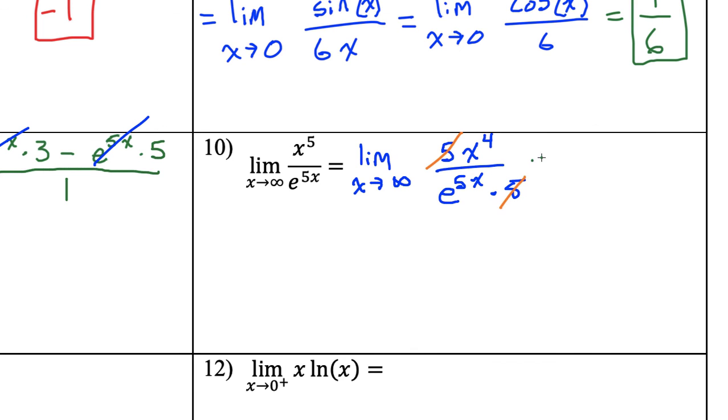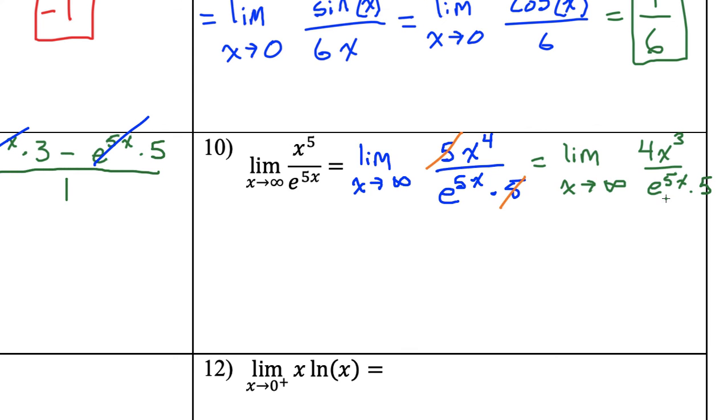So let's take the derivative again. I get the limit as x approaches infinity of that function. So take the derivative. That's now 4x to the power of 3 all over, again, e to the power of 5x times 5 because of chain rule or the dinner.